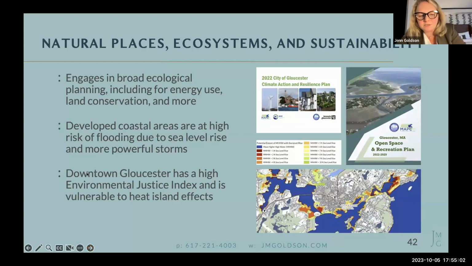So that's how those neighborhoods are identified. And so downtown Gloucester has a high environmental justice index. And we look at what kind of climate impacts and other impacts, land use impacts, these populations are more prone to be impacted by. And one in Gloucester is heat island effects. So that means lots of pavement, not as much green area to absorb the effects of heat. You see that in more urban areas. And one of the solutions is bringing more green to those areas.